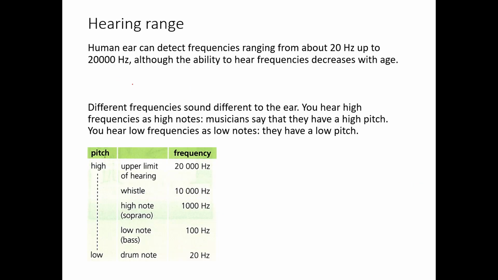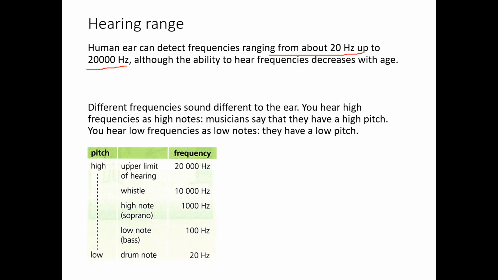Hearing range. Because we said each wave differs by its frequency, we as humans are able to hear or detect frequencies that range from 20 hertz up to 20,000 hertz. What does that mean? Any sound that has a frequency below 20 hertz, we cannot hear it. Any sound that has a frequency above 20,000 hertz, we also cannot hear it.